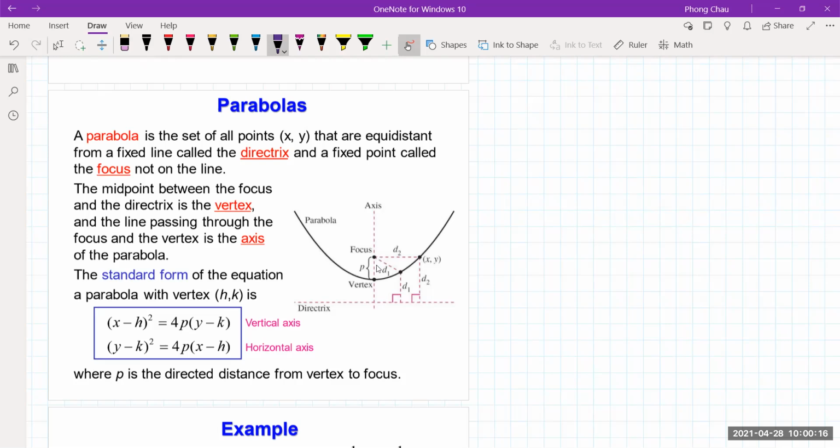All right, we have learned that, but we haven't talked about the focus or the directrix line in algebra. Again, look at the points; they should have some distance to the focus and to the directrix. Now, the standard form of the equation of the parabola with vertex (h, k) is given by the formula (x minus h) squared equals 4p times (y minus k). This is where we have the vertical axis like this, where p is the directed distance from the focus to the vertex.